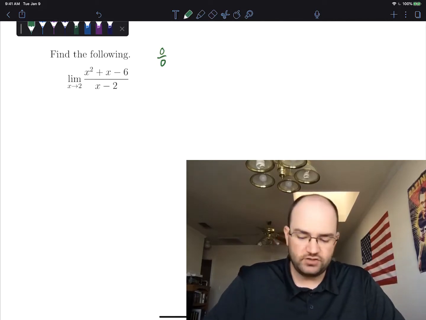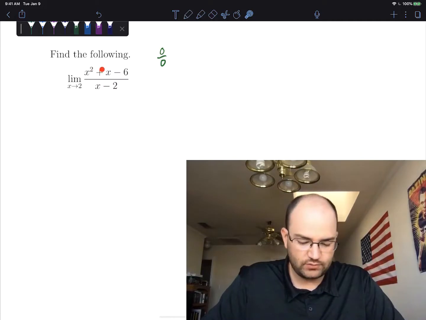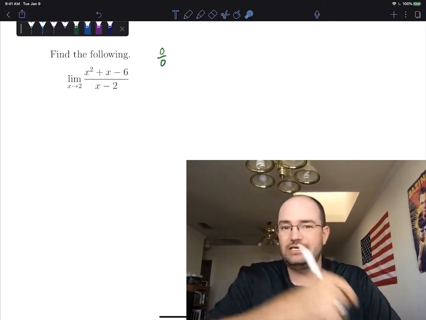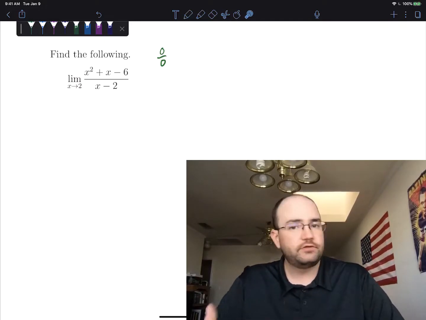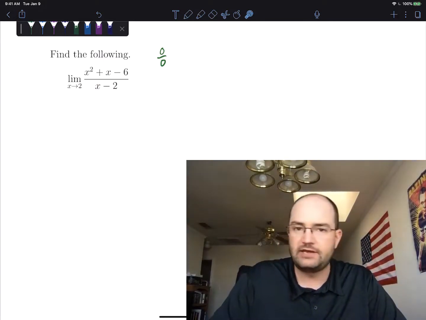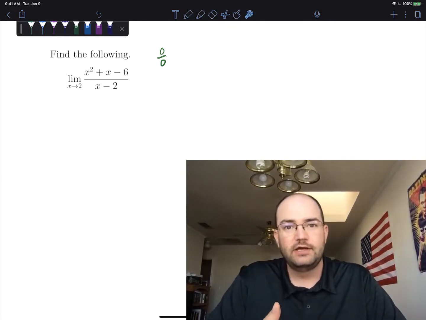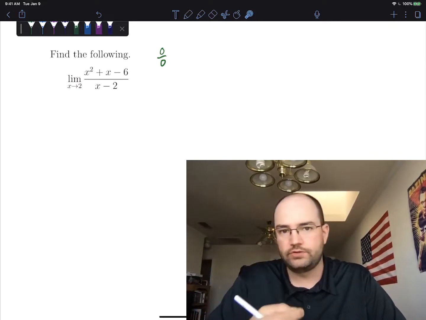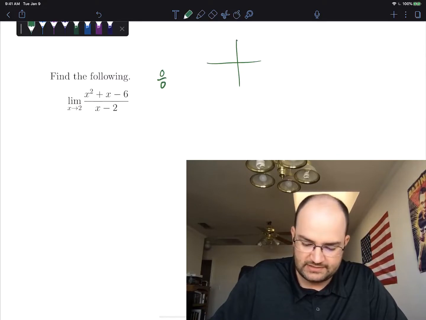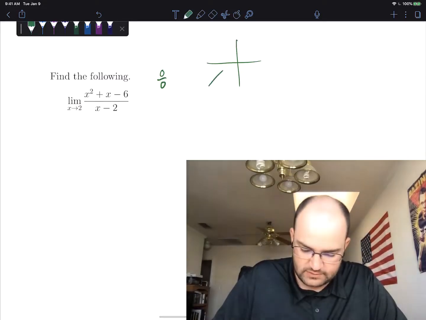It's just that the function f of x equaling x squared plus x minus 6 all over x minus 2 is undefined at x equals 2, but other things are happening. When you have a rational function and you have a common factor in both the numerator and denominator and they cancel, then that factor can produce a hole in the graph. But notice that when you have a hole in the graph, it can look something like this.